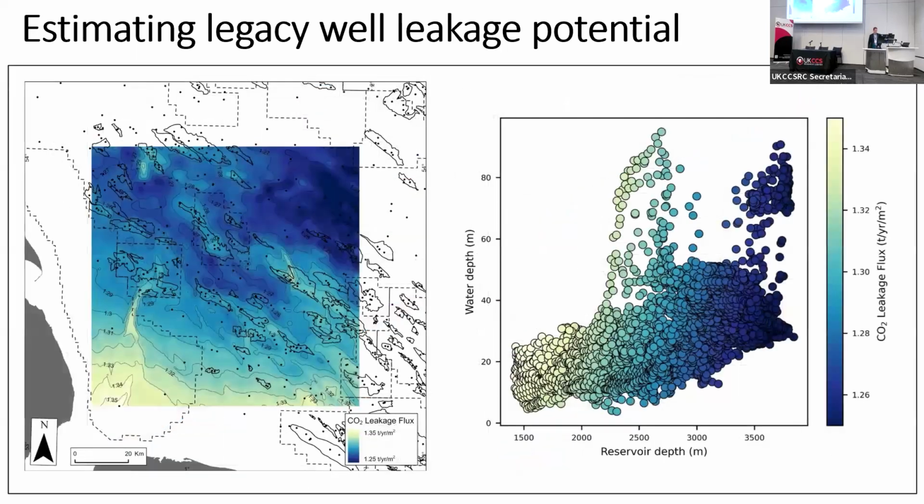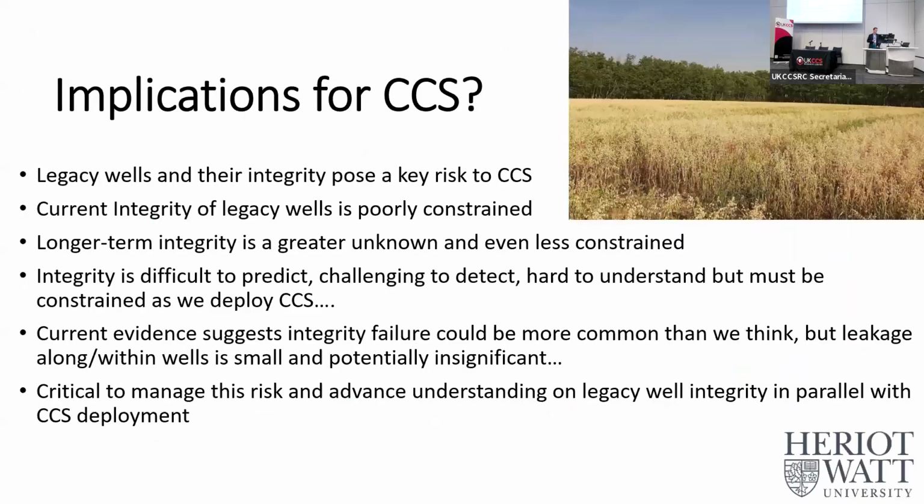Another feature we've been developing is to generate leakage heat maps, so different areas based on reservoir depths and sea column depths. For example, in the North Sea, you can start to map where more or less leakage might occur through different legacy wells if there's failure. So it looks a bit like this. All right, so that was the whistle-stop tour.